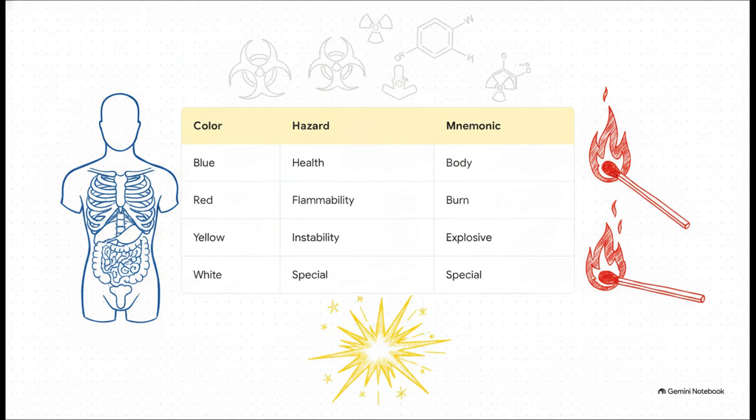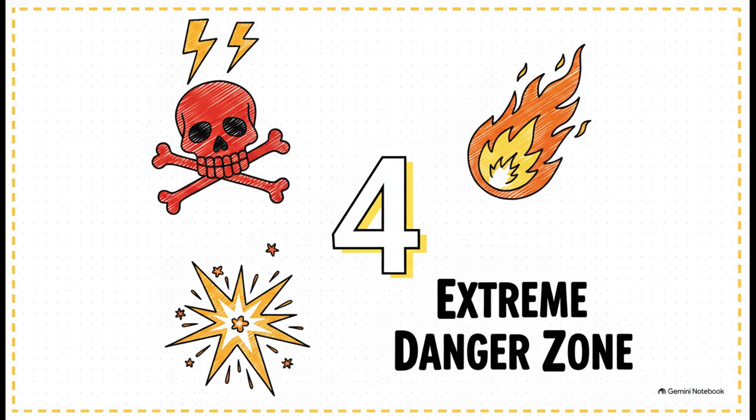Blue is health, so I want you to think blue body. Red is flammability, so think red burn. Yellow is instability, so picture an explosive reaction. And white, that represents special hazards. Say it in your head with me. Blue for body, red for burn, yellow for instability, and white for special. You got it? Perfect. Now, what about the numerical ratings inside those colored quadrants?